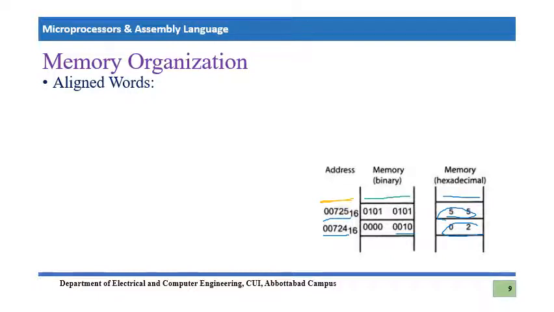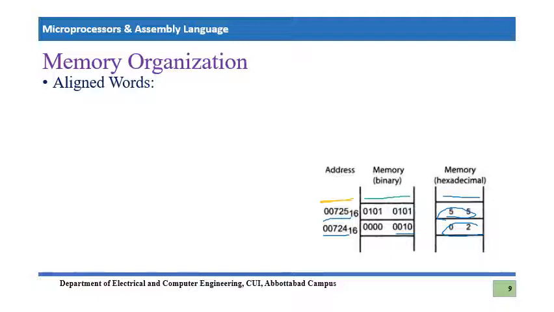Now the question arises, is it aligned or misaligned? How can we solve this example? This is quite easy. First of all, we have to look for the least significant byte, and we come to know that 02 is the least significant byte. Where is it stored? It is stored at 00724 hex.